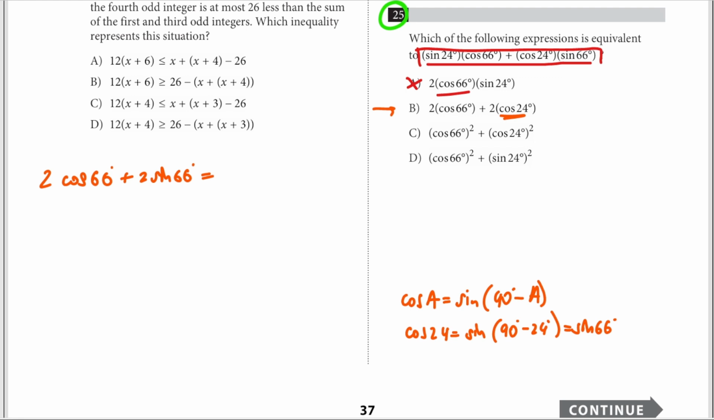Now the question is, is this equal to 1? That's our desirable answer. So let's factor out the 2. We have 2 times cosine of 66 plus sine of 66, that's equal to 1.